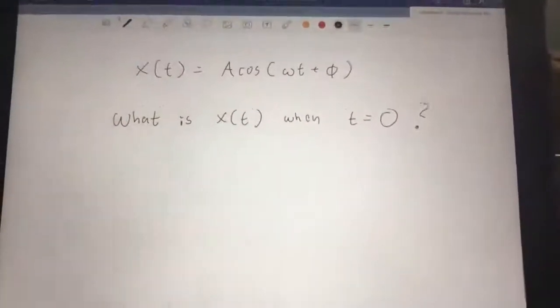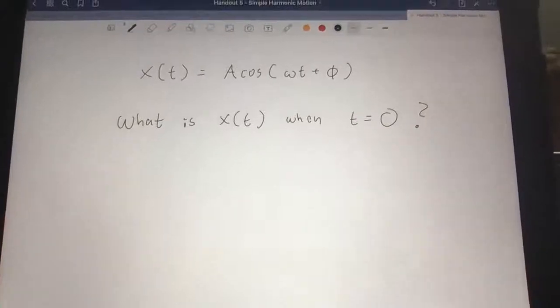Okay. So this is the definition of the position function. And my question was, what is x of t, the position function, when t equals 0? What form does it take? What does the function look like when t equals 0? That's what I asked. Then that's what we do. We take the function, we plug in t equals 0.